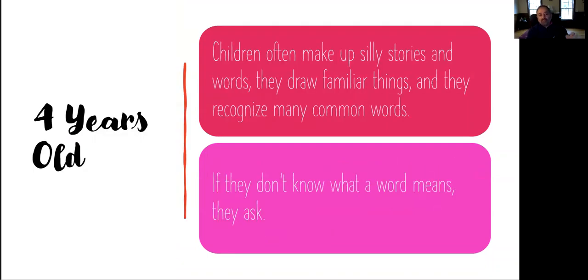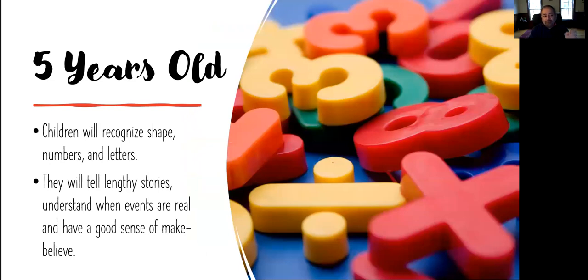4 years old, children often make up silly stories and words. They draw familiar things. They recognize many common words. If they don't know what a word means, they will ask. 5 years old, children will recognize shapes, numbers, letters. They will also tell lengthy stories, and understand when events are real and when they are make-believe. So that's 5 years old.